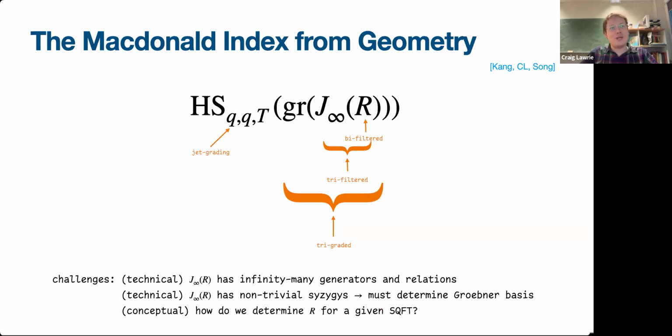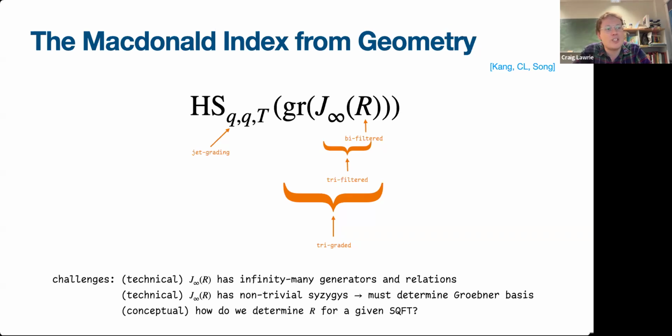Okay, so now we have some challenges. I have an object. I've hopefully persuaded you that it's an object which you could compute. But there are some technical challenges. The first is that, as Philip sort of alluded to, J infinity has infinitely many generators and infinitely many relations. So how do you actually work with that?